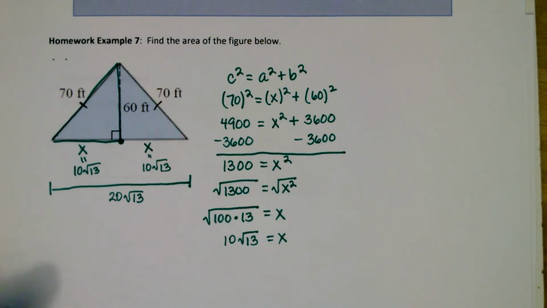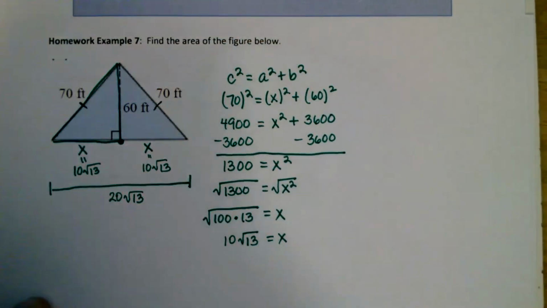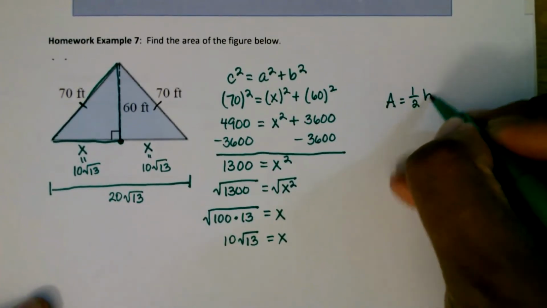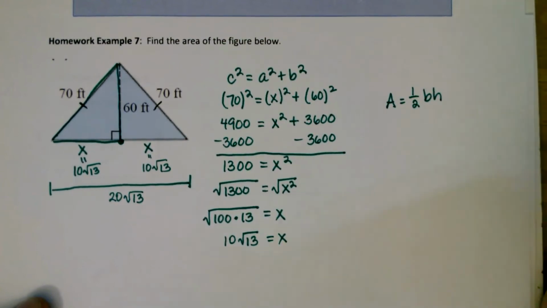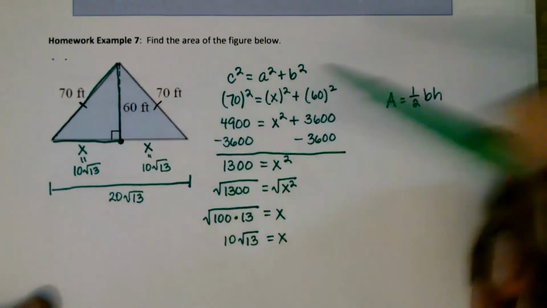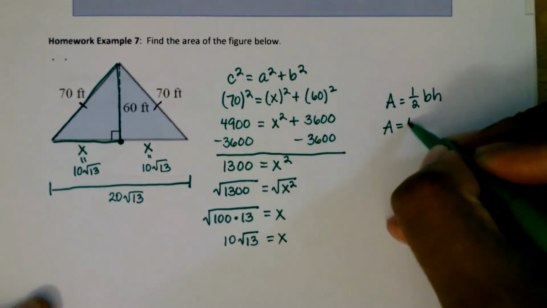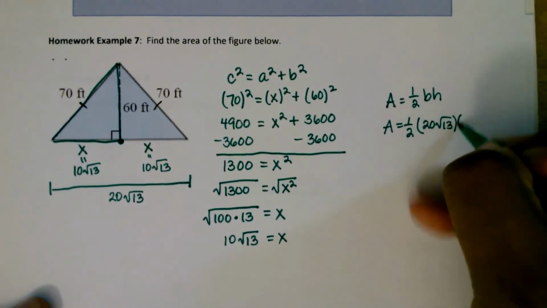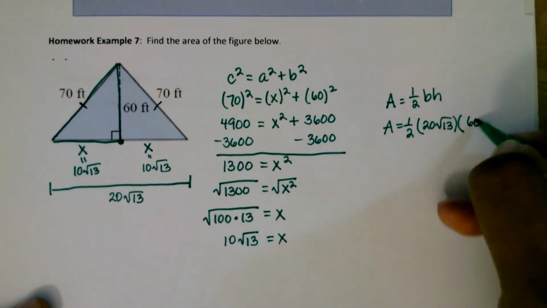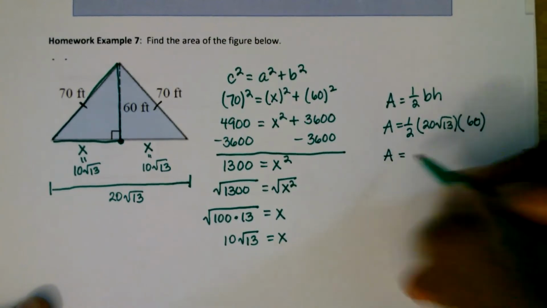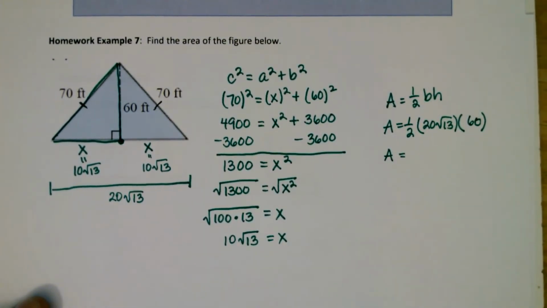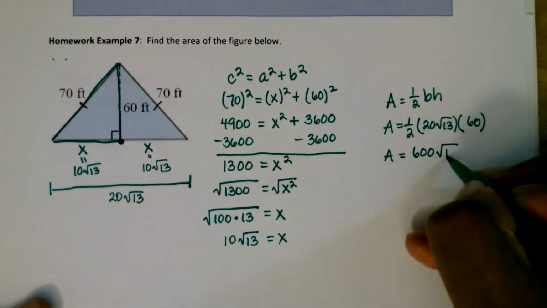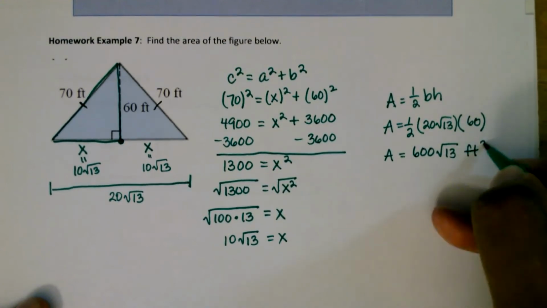Okay, so now we can find the area of that figure below. And of course, the area of a triangle is 1/2 the base times the height. So here's your base, which is going to be 20 times the square root of 13 times the height, which is 60. And if I take half of 20, that will be 10. 10 times 60 will be 600 times the square root of 13 square feet.